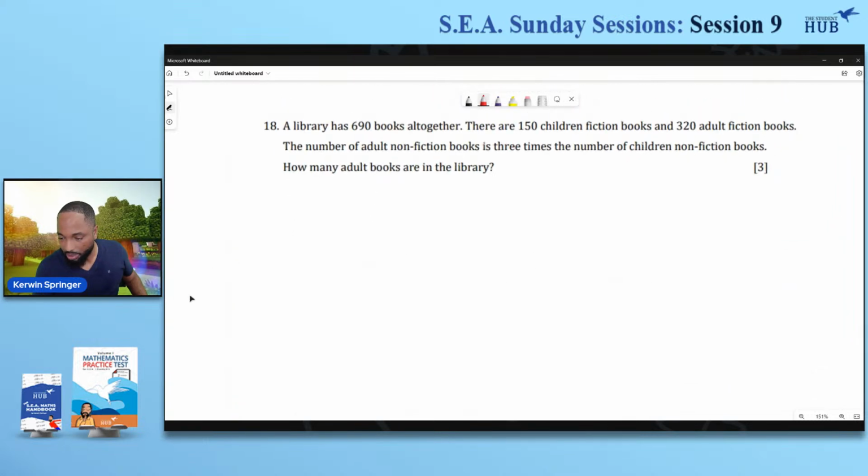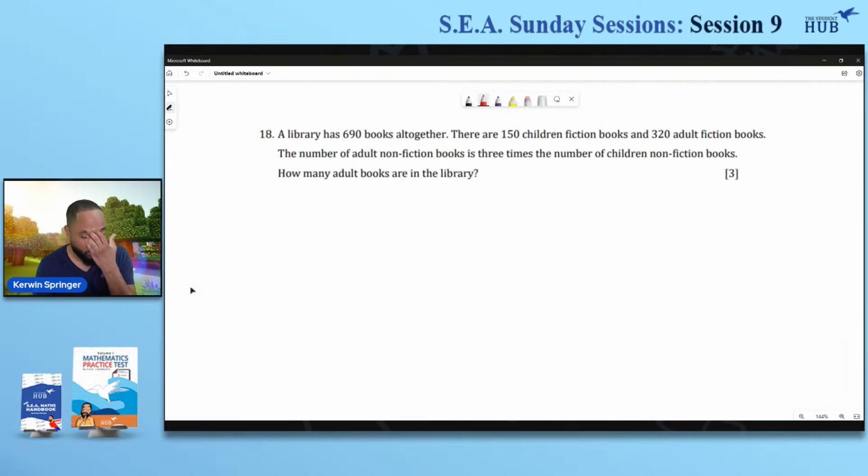Number 18. The library has 690 books altogether. There are 150 children fiction books and 320 adult fiction books. The number of adult non-fiction books. So there's a next category. 3 categories. 1, 2, 3. There's 3 times the number of children, another category.